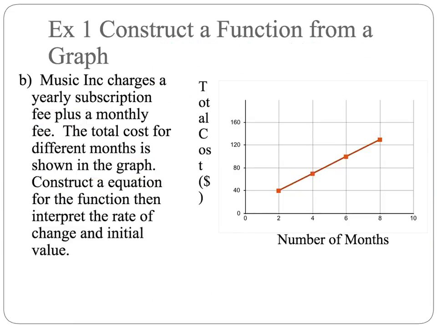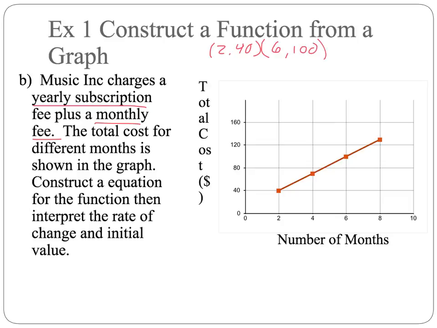So looking at another one from a graph. It brought it over from the graph, okay? But I'm still going to help us pull the points off. So here, you get charged a yearly subscription fee plus a monthly fee. So you have one cost for the year, plus you get a charge every month. We're going to use the ordered pairs 2 and 40, and we're going to use the ordered pair 6 and 100.